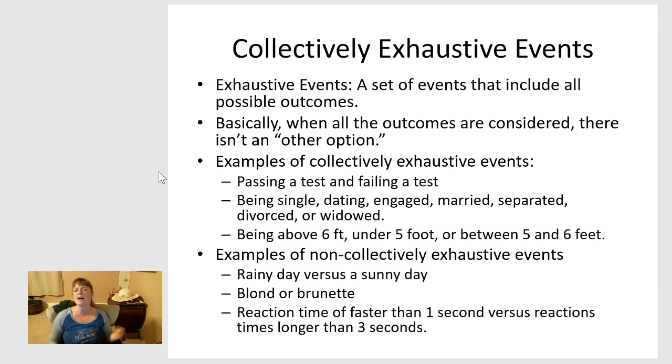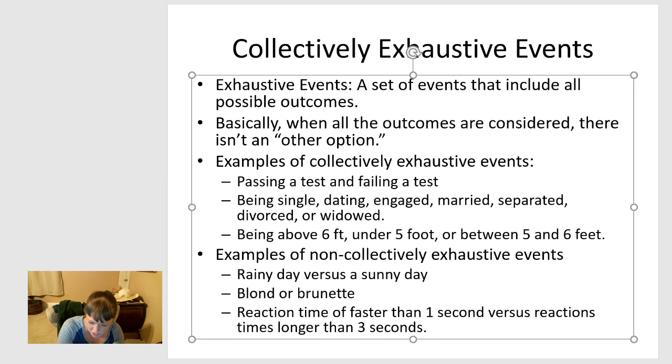And so essentially what to be collectively exhaustive means is that you have exhausted all the possible options on a particular variable. And so collectively exhaustive events are essentially when you're considering the outcomes on a single variable, the events on one variable. And to say that they are collectively exhaustive is to say there is no other option on this variable. I've covered them all, right? So let me give you some examples of some collectively exhaustive events. Passing a test and failing a test. Are there any other options? Being single, dating, engaged, married, separated, divorced, or widowed. And I don't know, why don't I go ahead and add a new option?